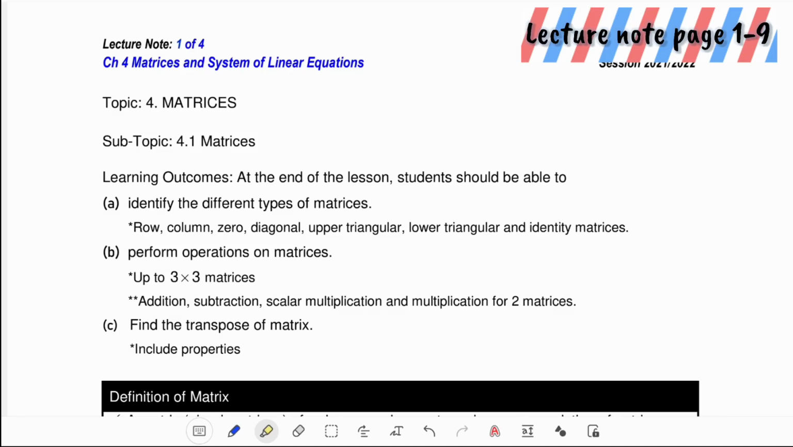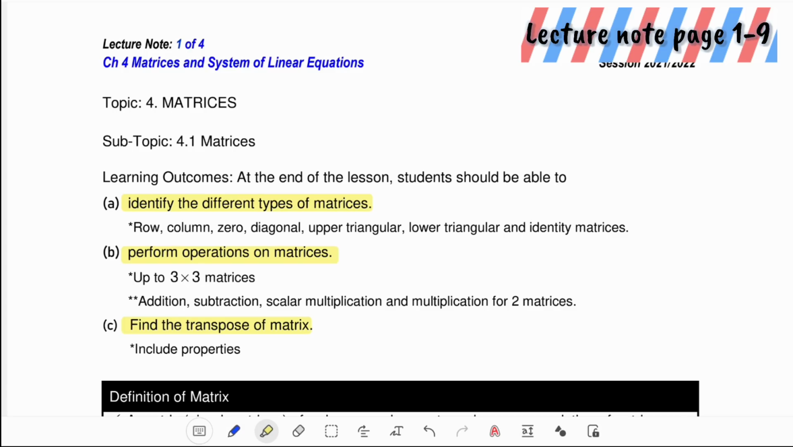For the first subtopic, the introduction to matrices, at the end of the lesson the student should be able to identify the different types of matrices. Next, the student should be able to perform operations on matrices. And lastly, the student should be able to find the transpose of a matrix.